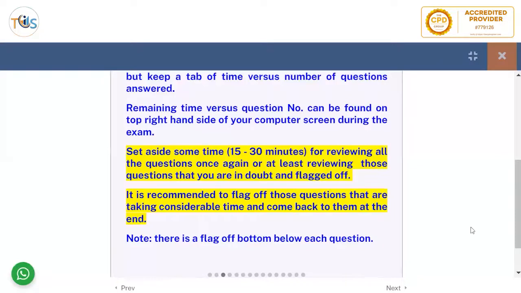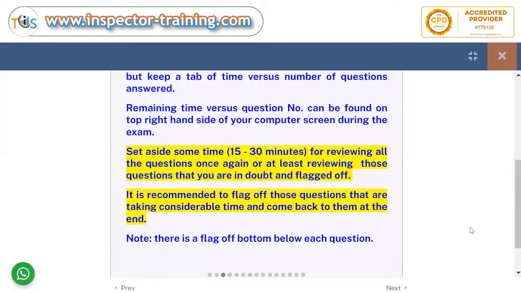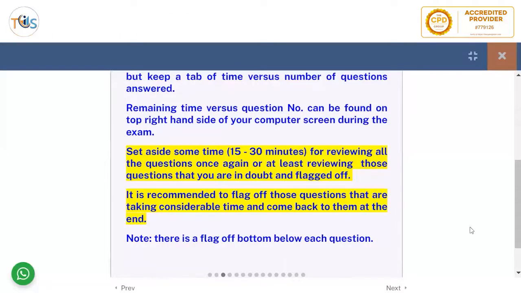It is recommended to flag those questions that are taking considerable time and come back to them at the end. Don't spend more than 1 minute on any question. If you can't solve it or you are in doubt, just flag it, jump to the next question, and come back to them at the end and answer them to the best of your knowledge. There is a flag button below each question.